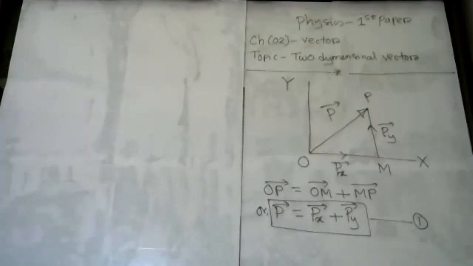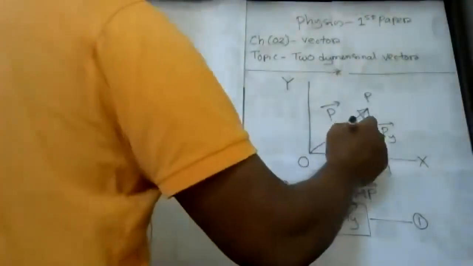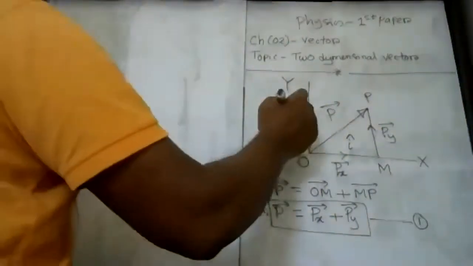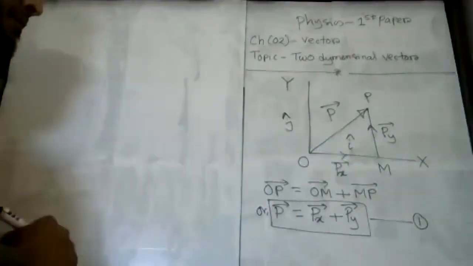You know that in the 3D Cartesian coordinate system, i hat indicates the unit vector along the x-axis, j hat indicates the unit vector along the y-axis, and k hat indicates the unit vector along the z-axis. These are nothing but rectangular unit vectors. Among these, I take help of i hat, the unit vector along x-axis, and j hat, the unit vector along y-axis.